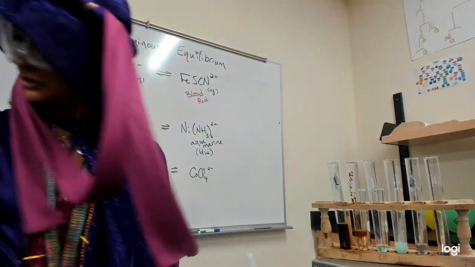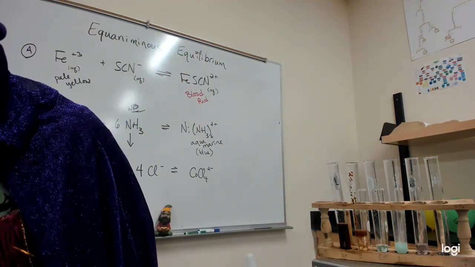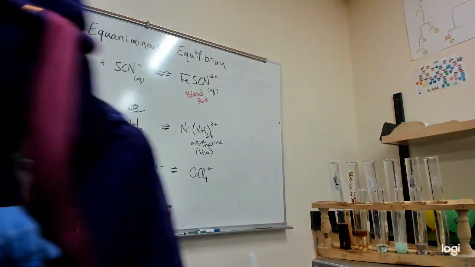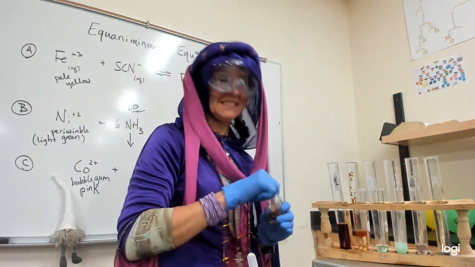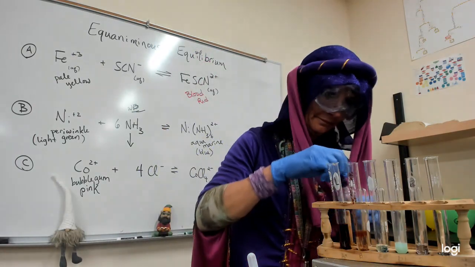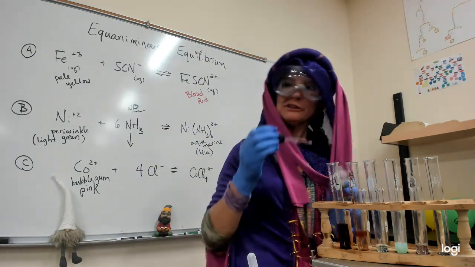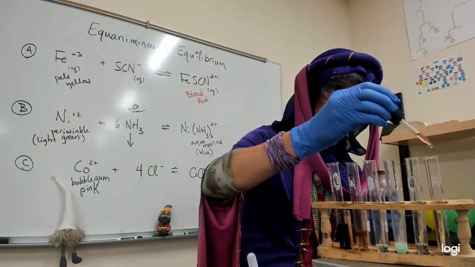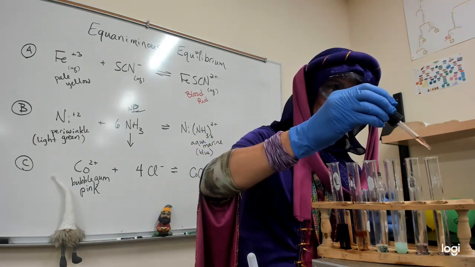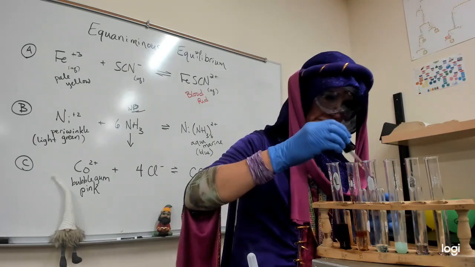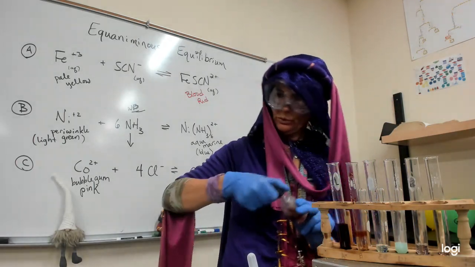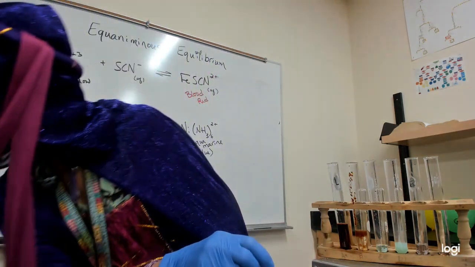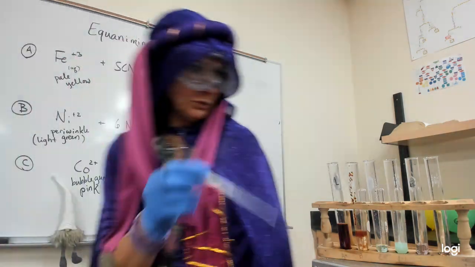Let's read the instructions. 5 drops. And then 12 drops. So that's probably why. All right. That was a good lesson. Just always follow the instructions. 5. That bottle's looking pretty bad. And then, what are we doing here? 12 drops of 12 molar.